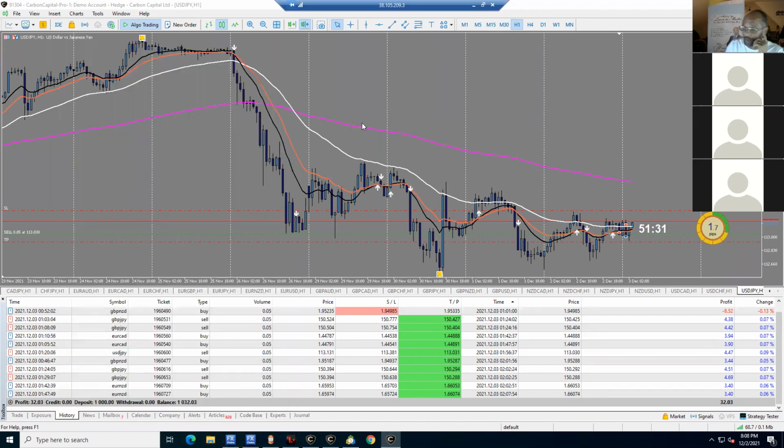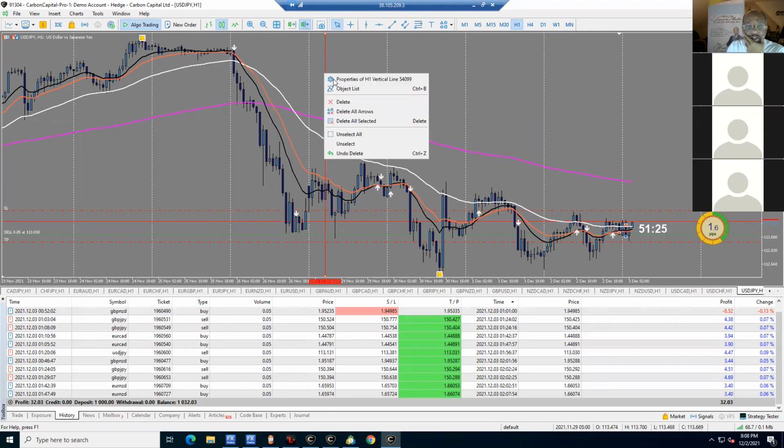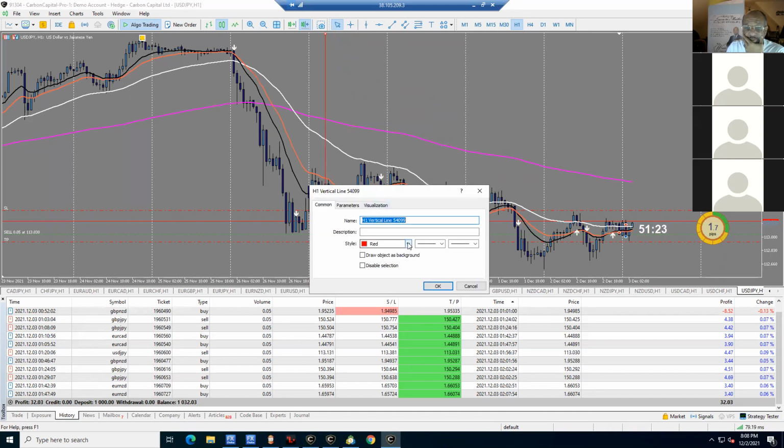Now, let me explain how that works. Let's say this is current time right here. We've got current time right here. Oh, I don't like that red. Hold on, I've got to change that. It's my new template.